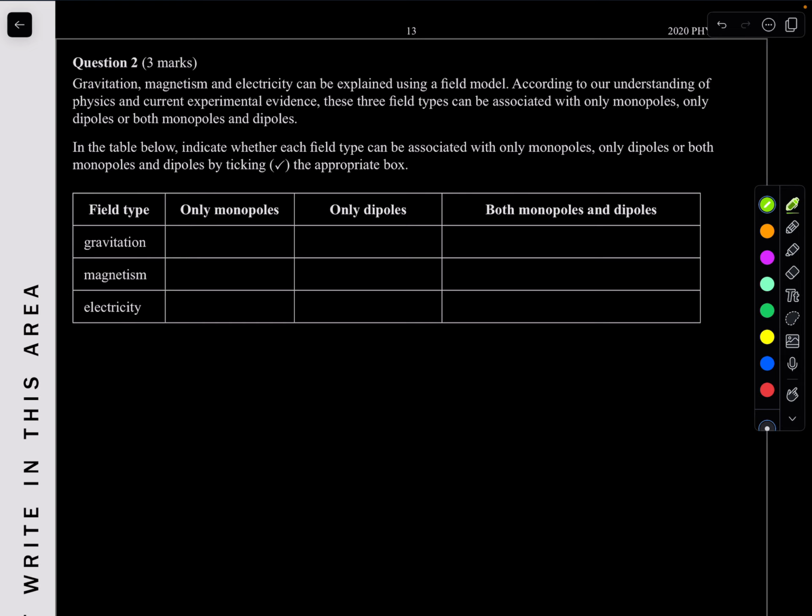Question 2. Gravitational, magnetism and electricity can be explained using a field model. According to our understanding of physics and current experimental evidence, these three field types can be associated with only monopoles, only dipoles, or both monopoles and dipoles. In the table below, indicate whether each field type can be associated with only monopoles, only dipoles, or both monopoles and dipoles by ticking the appropriate box.